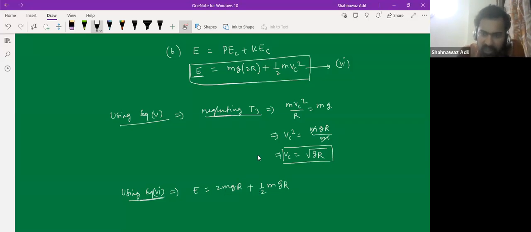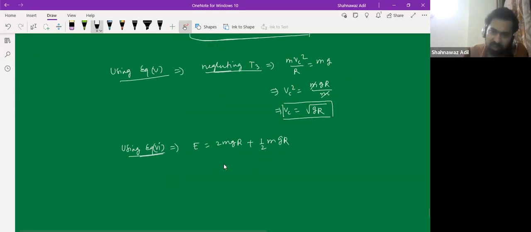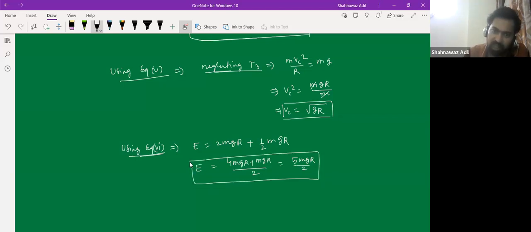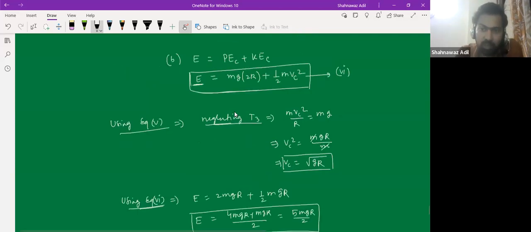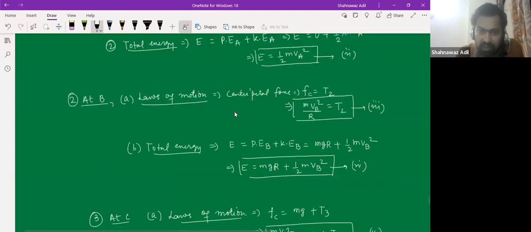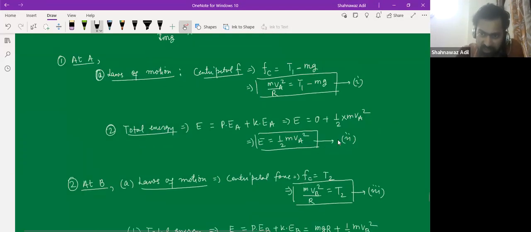So 2 mgr and then half mgr, that would be 4 mgr plus mgr divided by 2. So that is 5 mgr by 2. So this is the total energy. We will use this total energy as Maria is saying. We will put this in equation 2, right? And we will directly get what is VA.